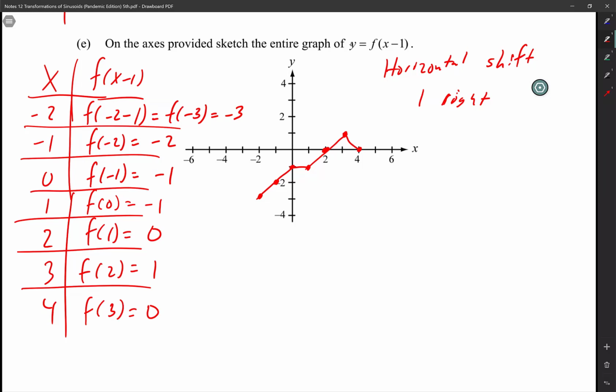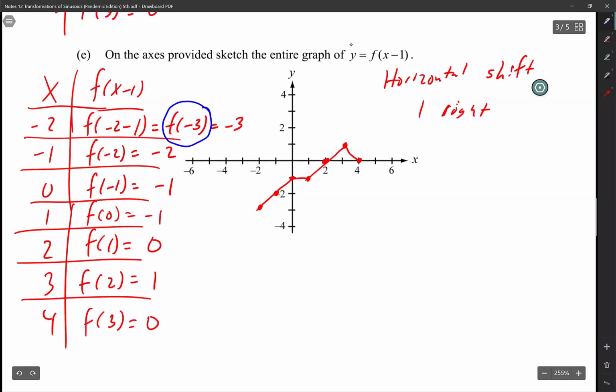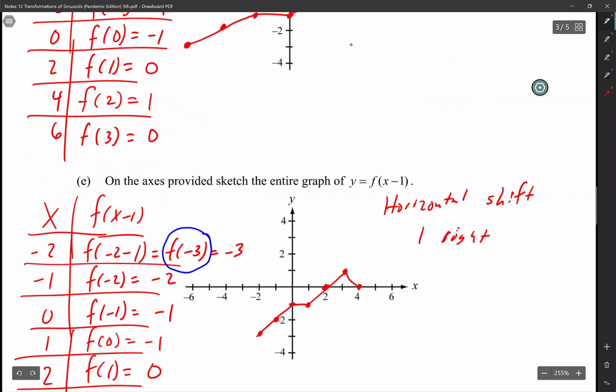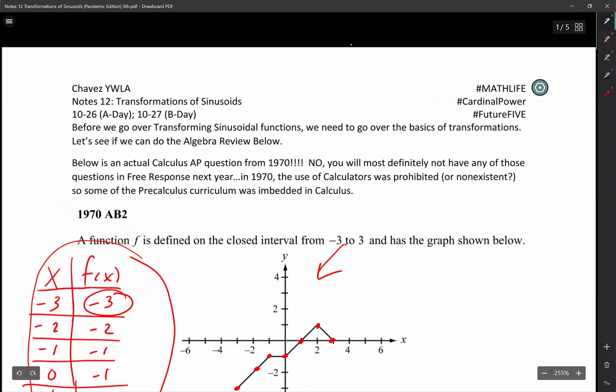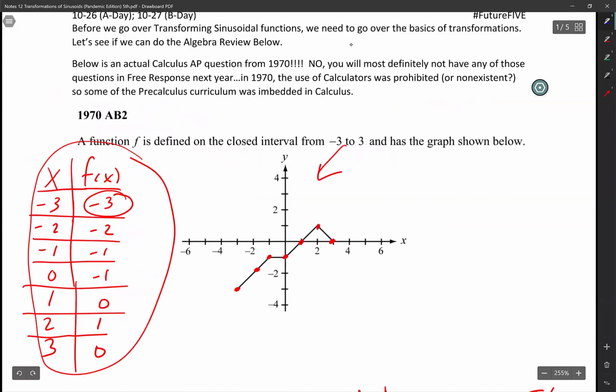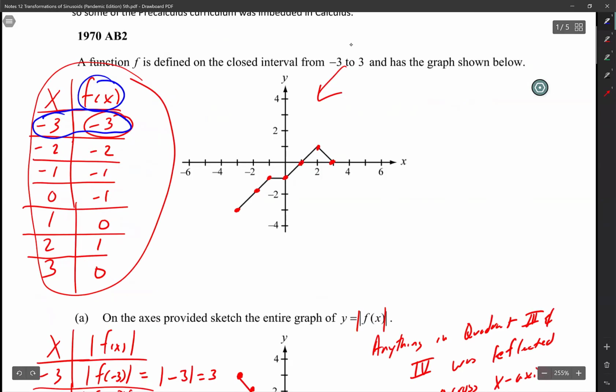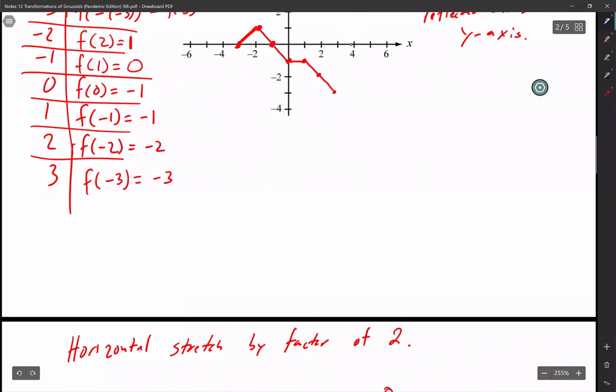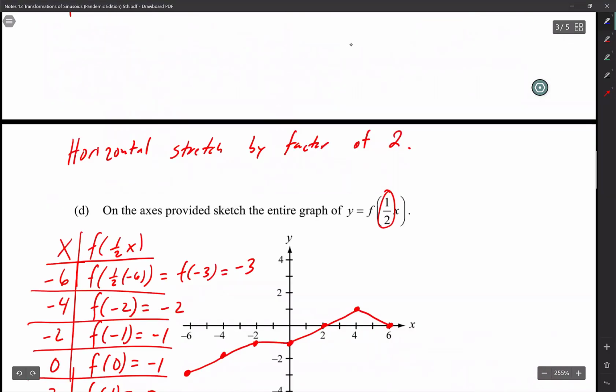Oh, you see how I'm circling f of -3? I just come up to the very first one and I say, this is f of x, so f of -3 is -3. Let me look at one that is not the same number. See this one, how it says 3, 0? That one means f of 3 is 0. That's what it means.